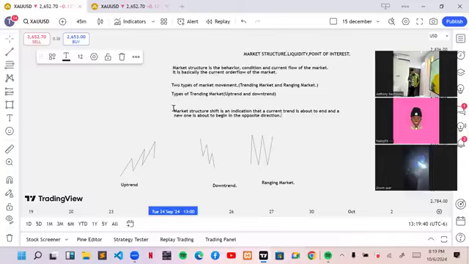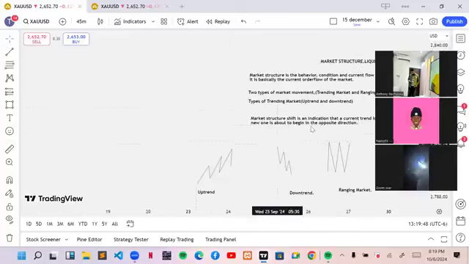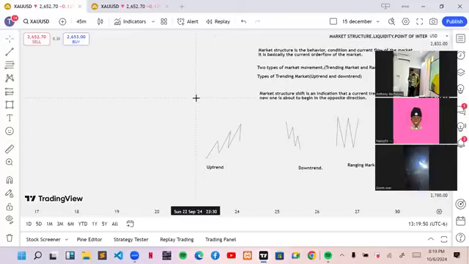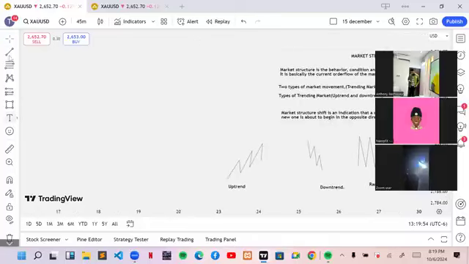That is what market structure shift is. It means it's an indication that a current trend is about to end and a new one is about to begin in the opposite direction. Now, what do I mean by this? Market structure shift works majorly for trending markets. So let me give you an indication of a market structure shift.